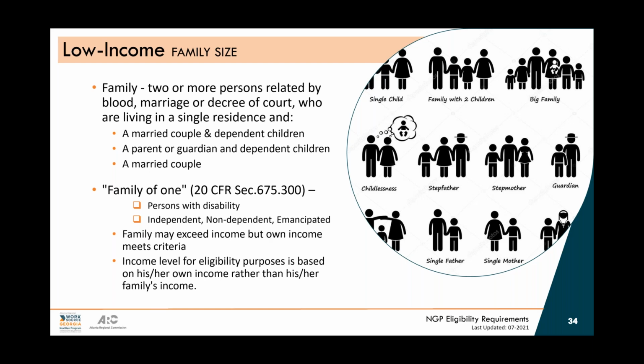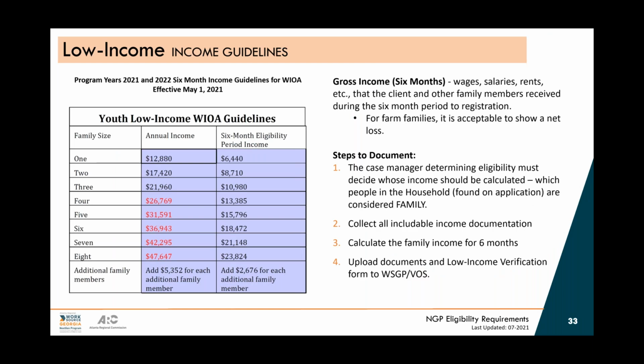Let me go back to that. See, if they're a family of one, then you're calculating their income for 6 months. And if there's only one person in the family, then they have to be making less than $6,444 in 6 months to be considered low income. Okay, so it definitely matters how many people are in the family when you're determining the low income status.